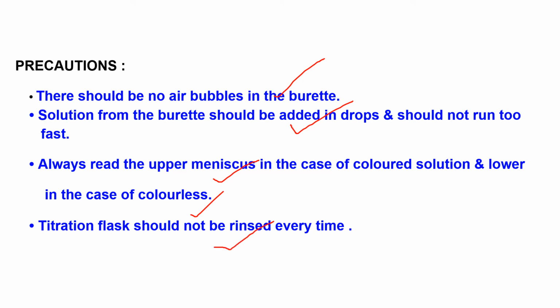You can just throw the contents once you get one reading and then take another 10 ml of the next slot, oxalic acid or Mohr salt, whatever you are carrying out. Add acid and take the next reading.